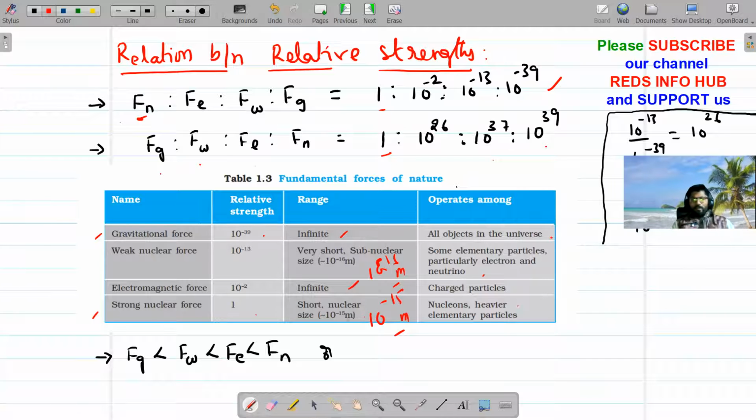Okay, so we can also give the relative strength in this way. Gravitational forces have less strength than weak nuclear forces, which have less strength than electromagnetic forces, which have less strength than nuclear forces. The other way also you can consider. So usually questions can be asked based on these points also. Okay, guys, try to remember these ways of representing the relation among different forces.